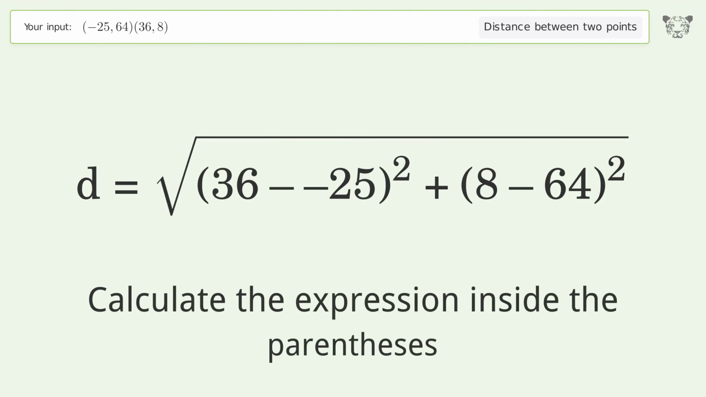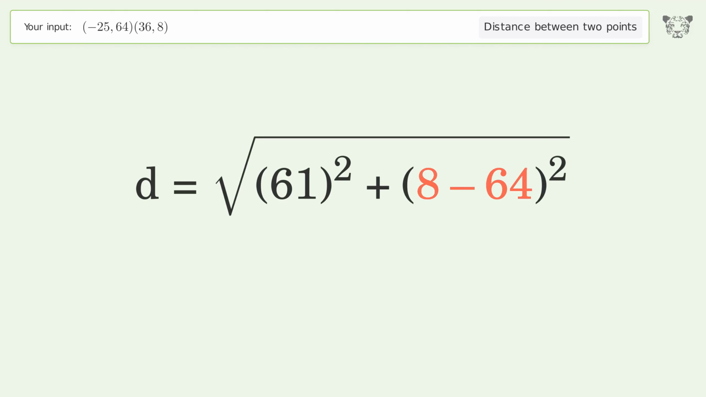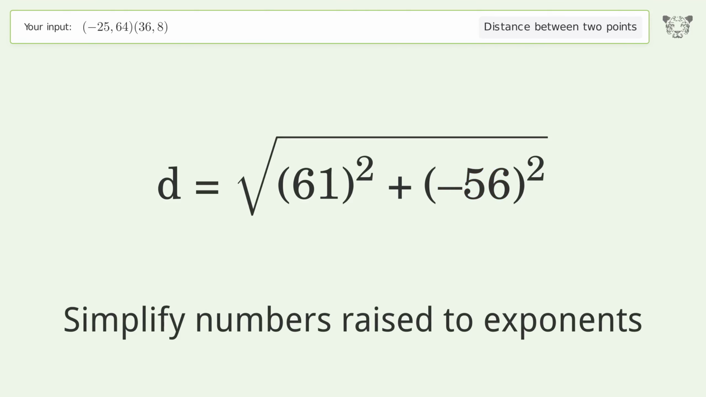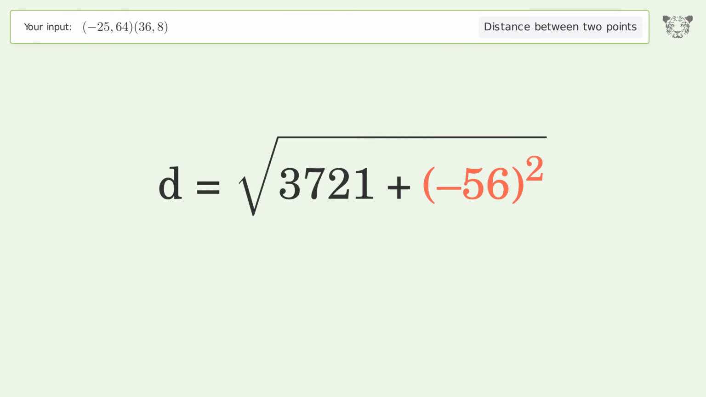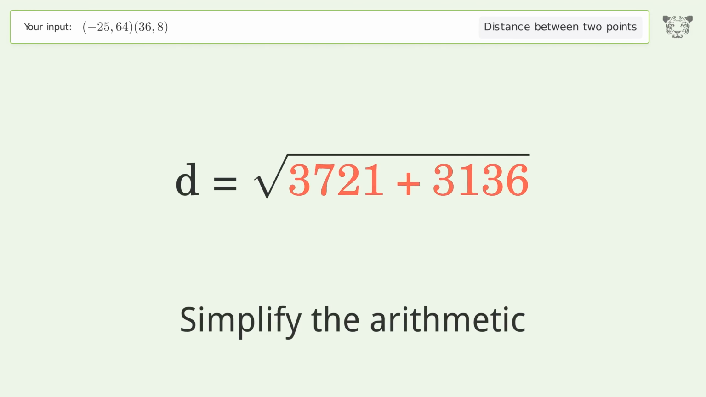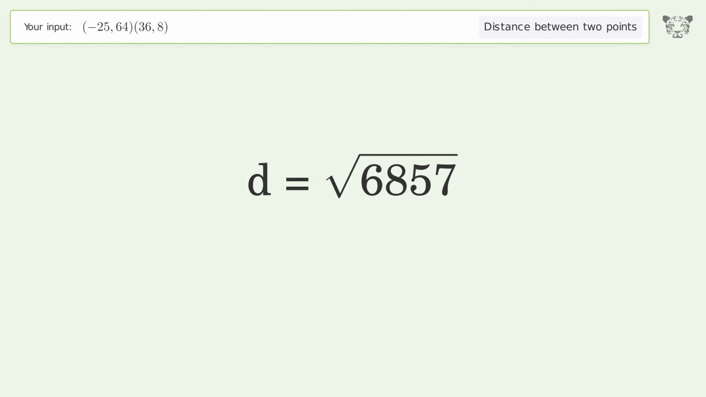Calculate the expression inside the parentheses. Simplify numbers raised to exponents. Simplify the arithmetic. And so the distance between the 2 points is the square root of 6,857 or 82.807.